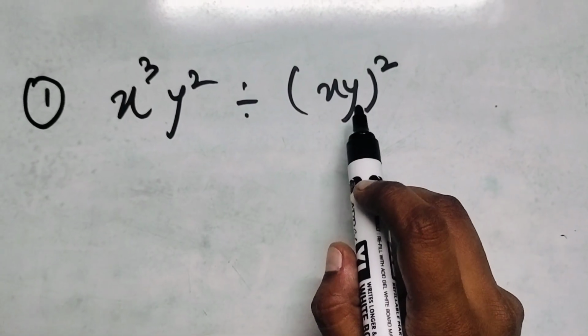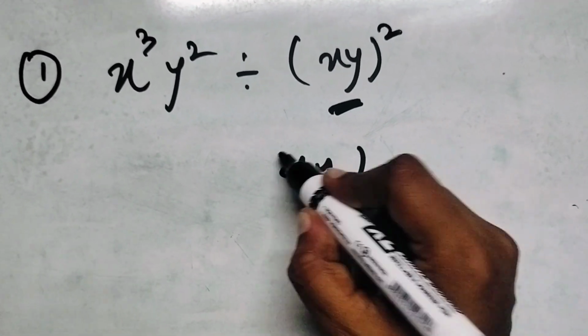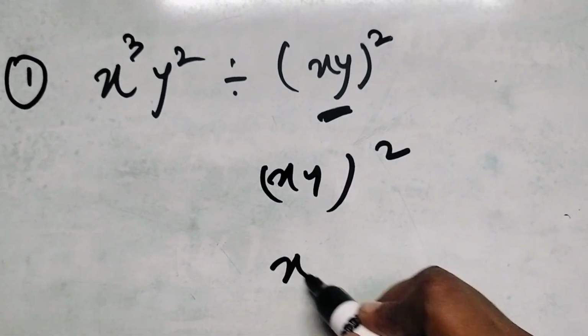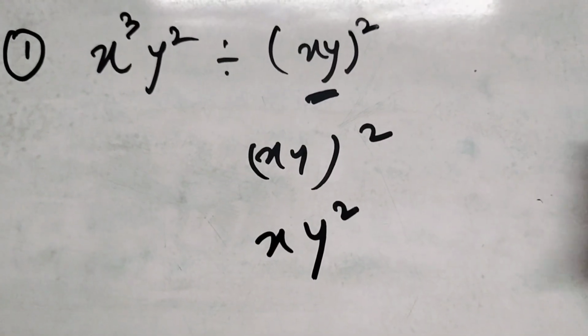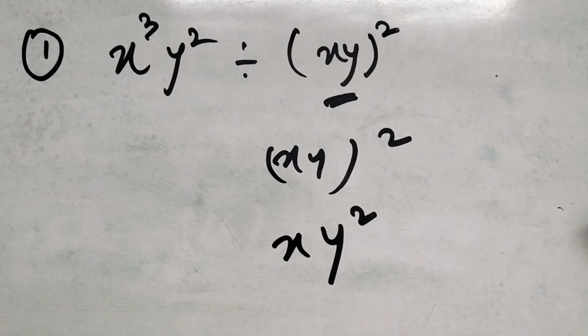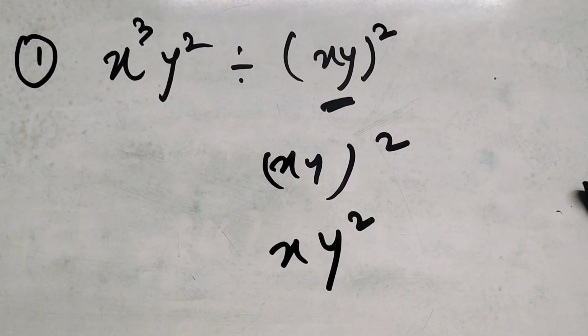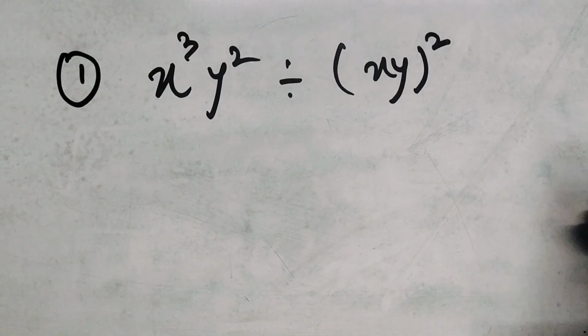It's not xy square, it's pronounced xy whole square. When we say xy square, it's x and then just followed by y square. So be very careful when you're reading it or studying this. This is once again not xy square but xy whole square. Let's start the process of simplification.